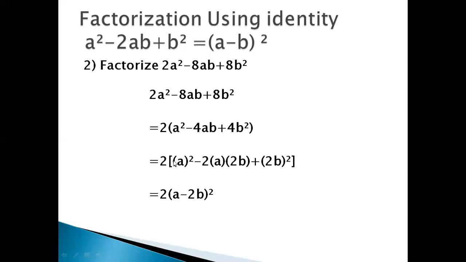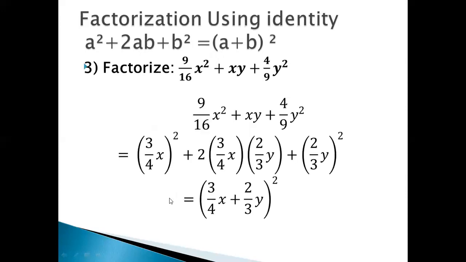Now from this expanded format, write the short format a minus b whole square. A is your first perfect square and b is your second perfect square. Here your first perfect square is a and second perfect square is 2b. So we get a minus 2b whole square from this expression. So the final answer after factorization is 2 into a minus 2b whole square.